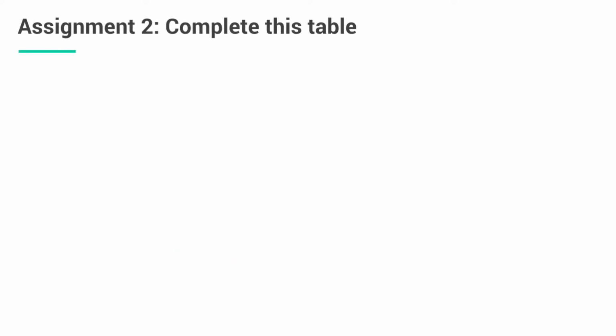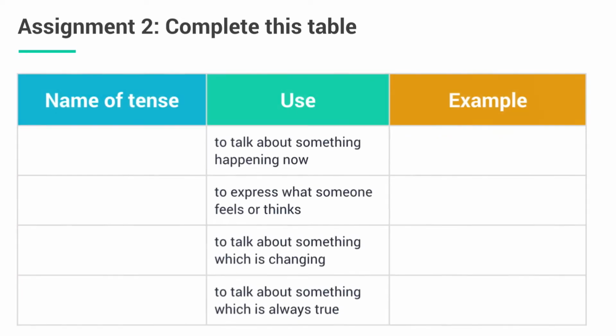In the second assignment, please look at the 4 extracts in assignment 1 again and complete this table. There are 3 columns in this table including name of tense, use, and example. Based on the use of the tenses, can you tell their names and give some examples? For instance, let's have a look at the first use. To talk about something happening now. According to use, we can say this is present continuous.